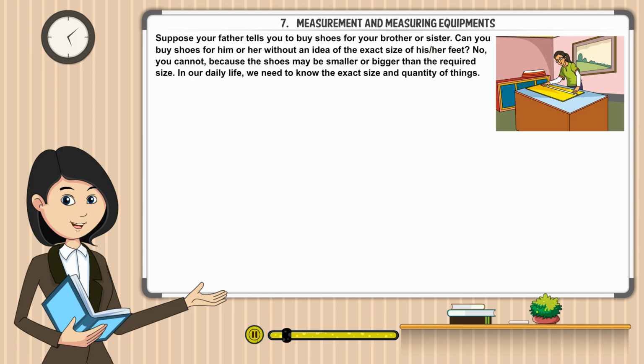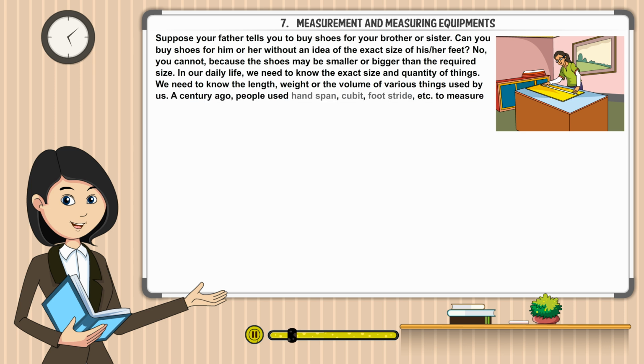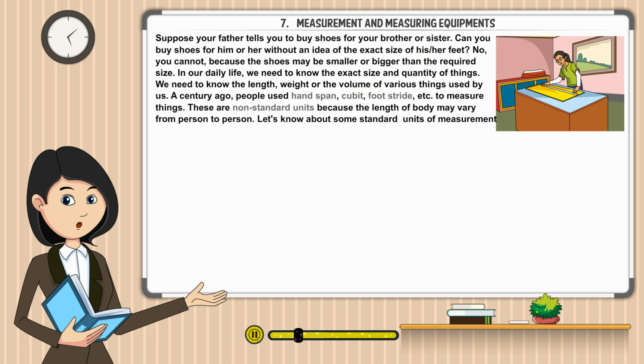In our daily life, we need to know the exact size and quantity of things. We need to know the length, weight, or the volume of various things used by us. A century ago, people used handspan, cubit, footstride, etc. to measure things. These are non-standard units because the length of body may vary from person to person. Let's know about some standard units of measurement and measuring equipments.